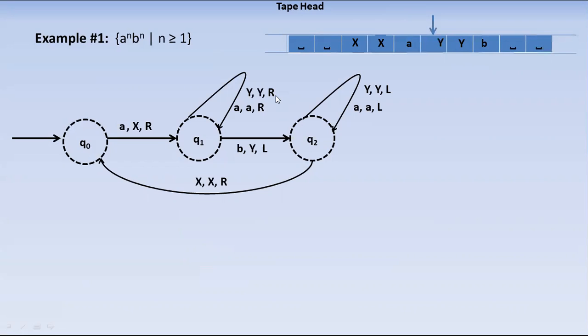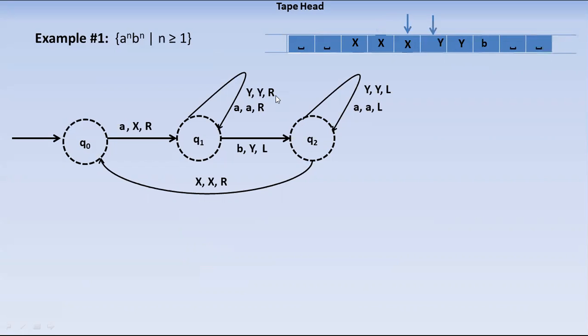Again, we reach A on state Q2. With A as input on state Q2, we move left until we find the X value. Now on state Q2 with X as input, we go to state Q0, replacing X with X only and moving towards the right. Now again in state Q0 with A as input, we replace A with X and move towards the right.